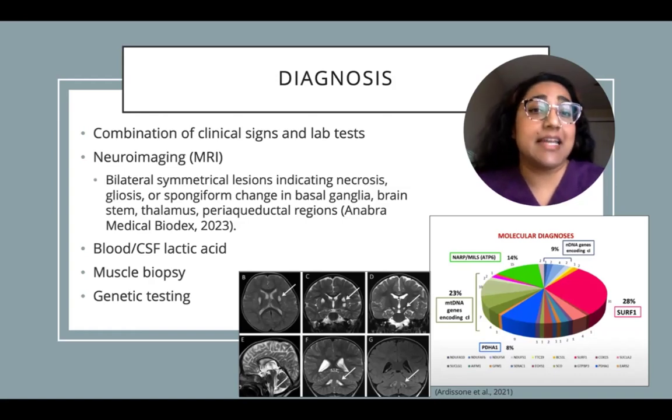Leigh syndrome is diagnosed by assessing clinical signs in combination with neuroimaging and laboratory testing. MRI scans of an LS individual, as seen here, will exhibit bilateral symmetrical lesions indicating necrosis, gliosis, or spongiform change in the basal ganglia, brainstem, thalamus, and periaqueductal regions of the brain. Blood or cerebrospinal fluids with metabolic markers, especially high levels of lactate, also support an LS diagnosis.